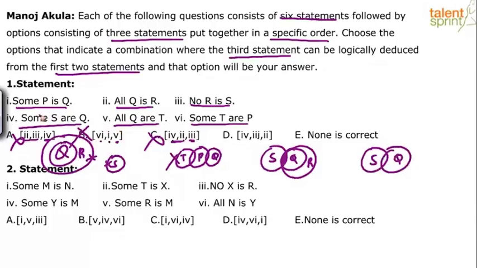4 is some S are Q. And then 3: no R is S. So R and S would not overlap with each other, right? Some S are Q. No R is S. Now what is the second conclusion here? All Q is R.